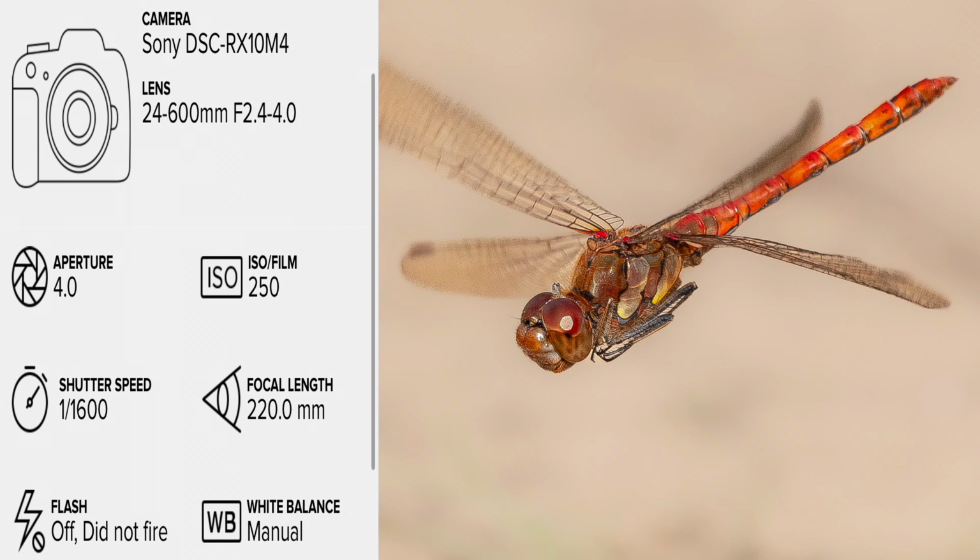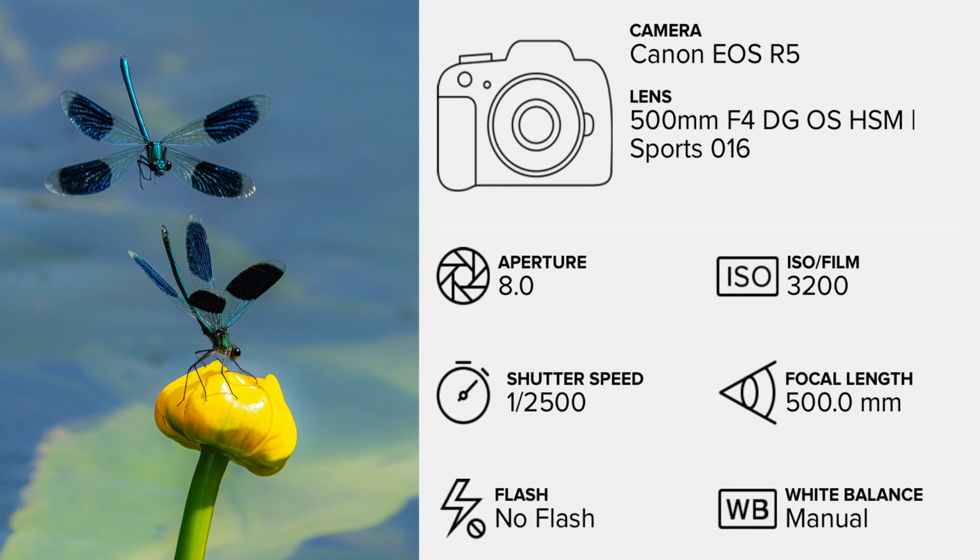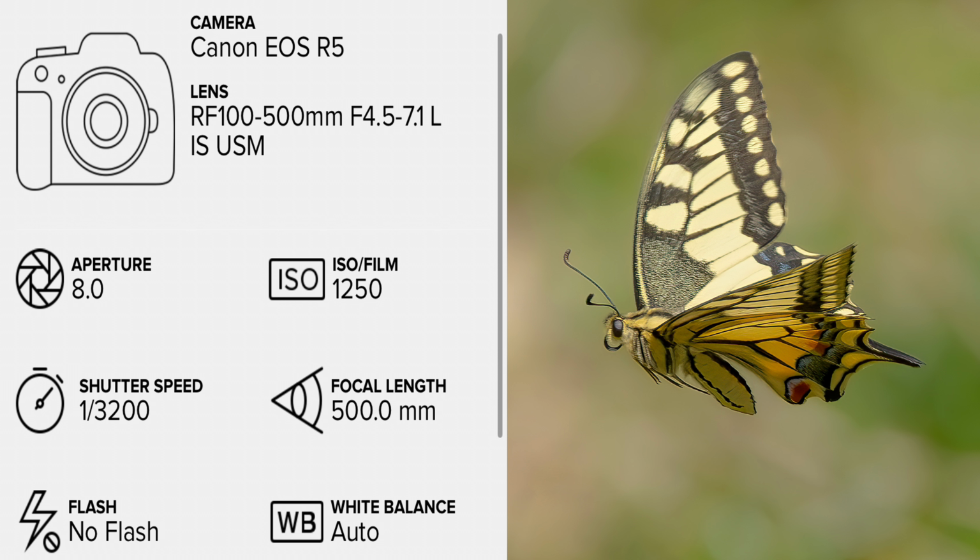Here we have a Sony RX10 Mark IV showing 220 millimeters. Actually, it's 600 millimeters focal length. This is a Sigma 500 millimeter f4 DG OS HSM on a Canon R5. This is the 100 to 500 millimeter RF on a Canon R5, which a lot of you guys might own.